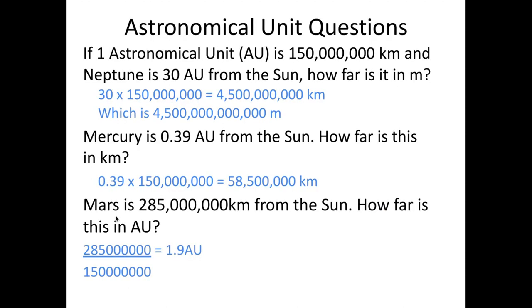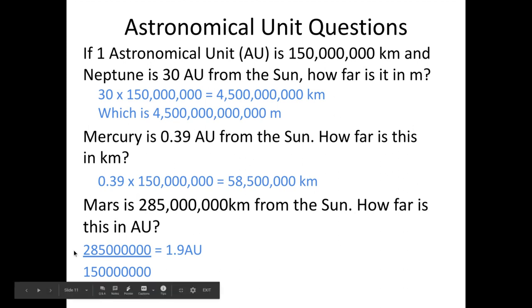Lastly then, Mars is 285 million kilometers from the sun. How far is this in AU? So what we need to do, we take how far it is in kilometers from the sun, we divide by 1 AU in kilometers, and that should give us how many AUs. So 285 million divided by 150 million equals 1.9 AUs.